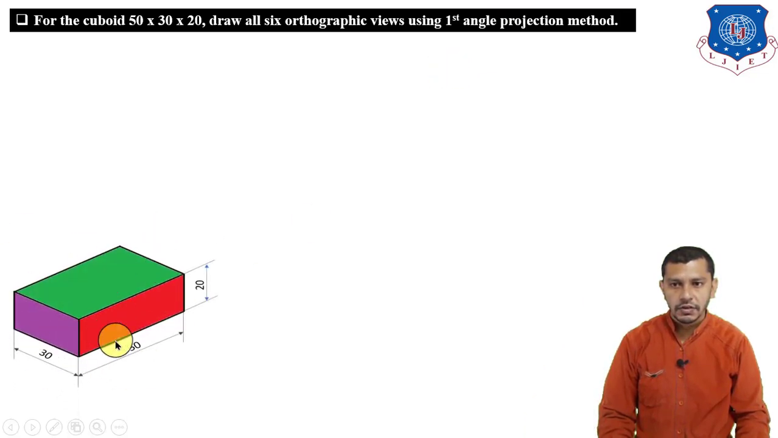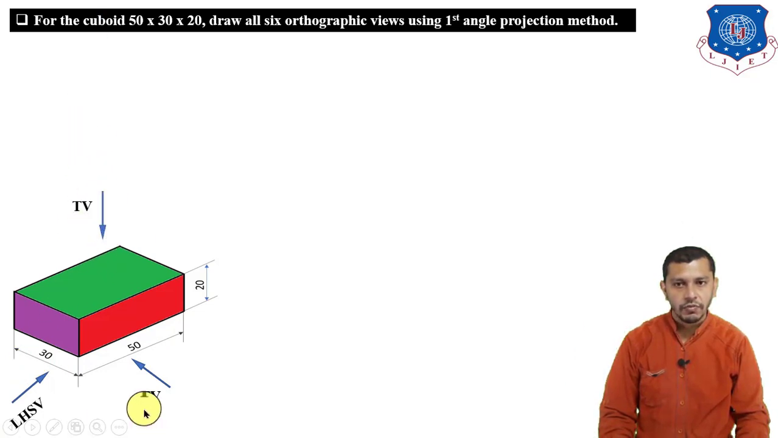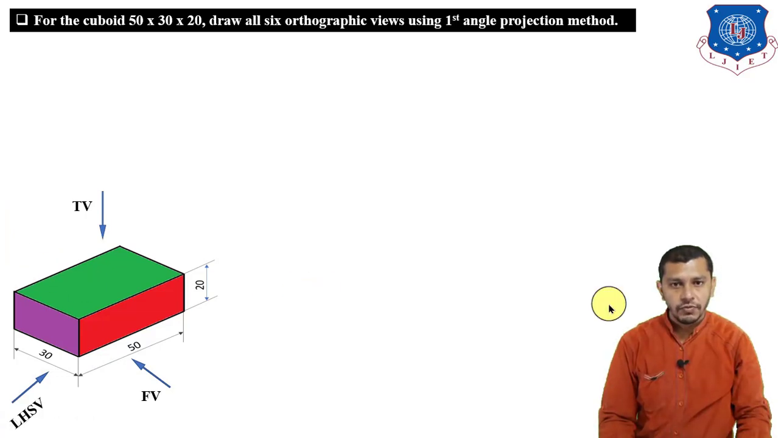So this figure shows the cuboid having length 50, width 30 and height 20. Right now we will start with the front view, top view and the left hand side view, because the front view, left hand side view and top view are visible in this figure. So the front view is observed from this direction, the left hand side view is observed from this direction and the top view will be observed from this direction. After drawing these, we will draw the right hand side view observed from this direction, the bottom view observed from this direction and the rear view observed from this direction. So let's start with the front view, top view and the left hand side view.